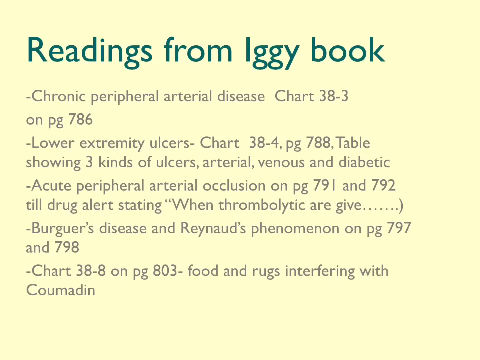There is something on pages 791 and 792 which is about acute peripheral arterial occlusion. Now, peripheral arterial disease can be chronic or acute. Chronic, as you know, will be slow. Acute will come in a sudden form and it will present with some symptoms. And mostly there are something called the 6 P's of this, which you will see in books. So make sure you read this.